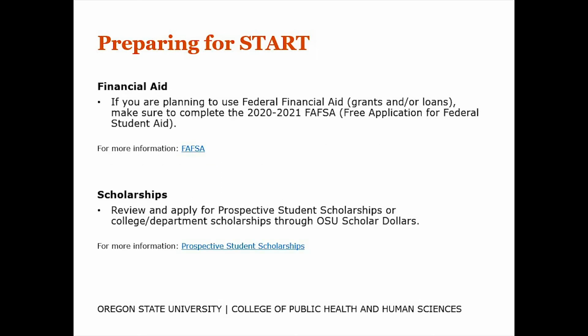Other things you can do to prepare is to make sure that you have applied for financial aid. If you are planning to use federal financial aid, which would be grants or loans, you would need to complete the 2020 to 2021 FAFSA. The FAFSA is the Free Application for Federal Student Aid, and it is routed directly to OSU to tell you what your financial aid package would look like.